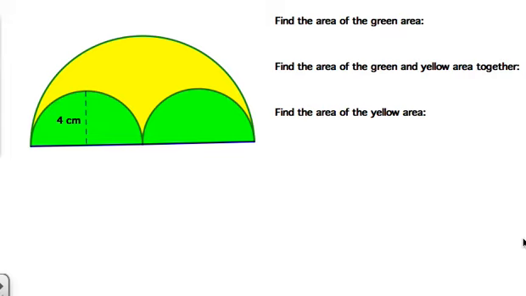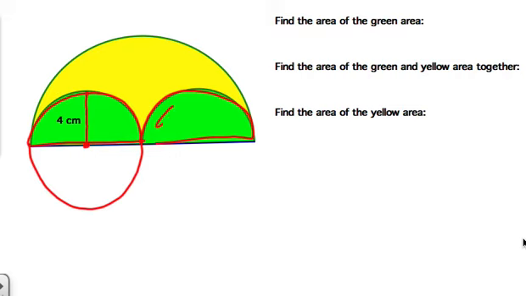All right, it says find the area of the green area. So we have these 2 half circles here, right there and there. Okay, 2 half circles. And they tell us from here to here is 4 centimeters. Well, if you finished out the circle, that would be the radius, right? Well, also, if you rotate this part into there, that would be one whole circle with a radius of 4. So really, I'm just finding an area of a circle with a radius of 4, and that's it.